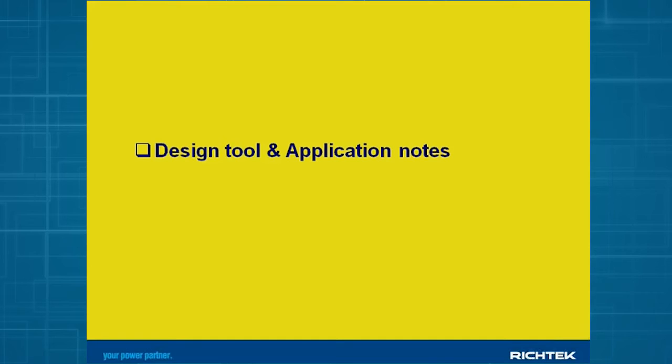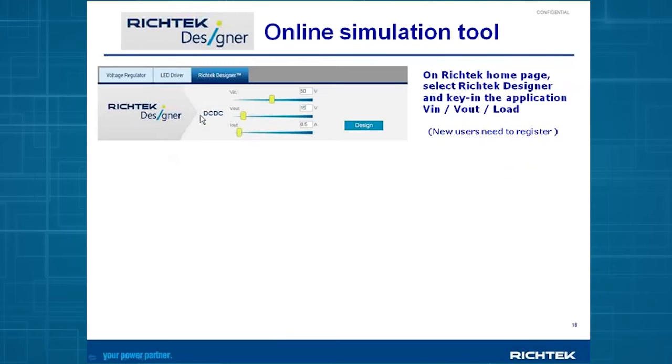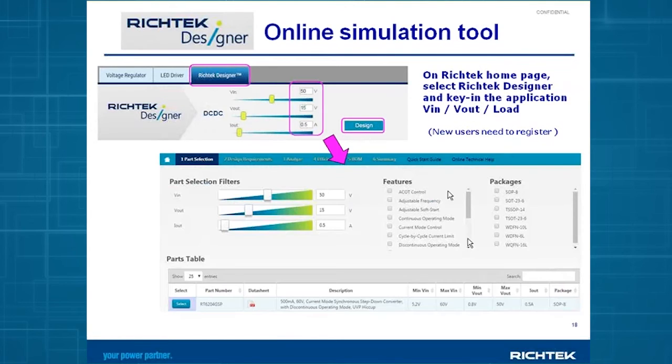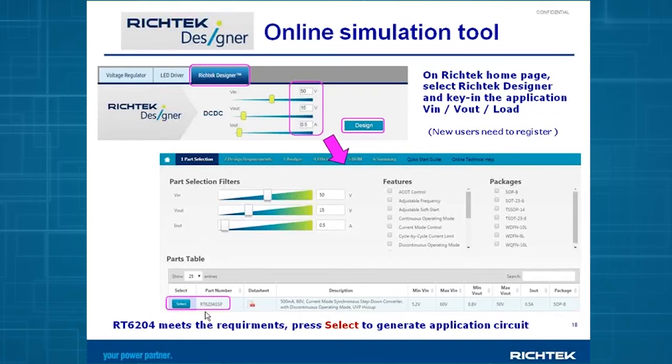Here I design, if you start to use the RT6204, you probably want to use a tool for quickly designing this part. Richtek has the Richtek Designer online simulation tool. When you go to the Richtek website, you will find this banner on the front page of our website. Select Richtek Designer, and you can key in already your application values. In this case, I chose 50 volt input, 15 volt output, and 0.5 amps output current. I click Design, and then the tool will tell you which parts are suitable for this application range. And here you can now select the RT6204, which meets these criteria.